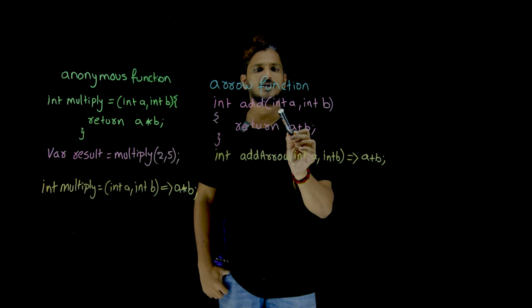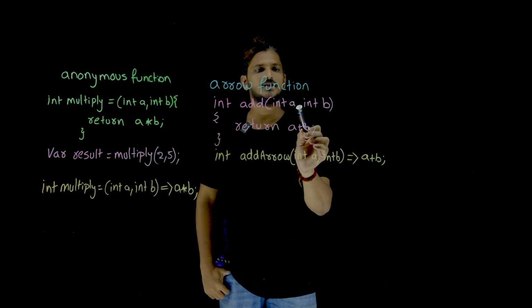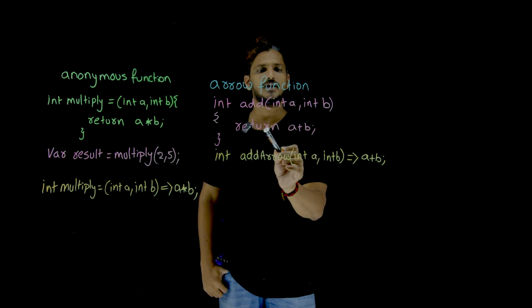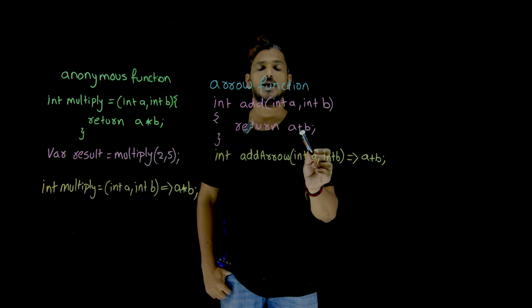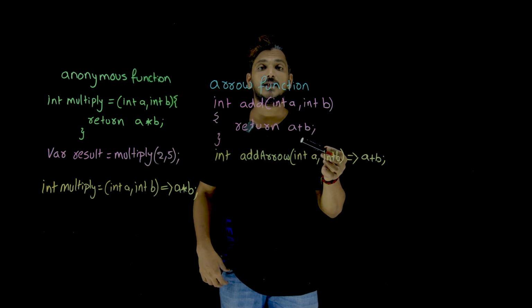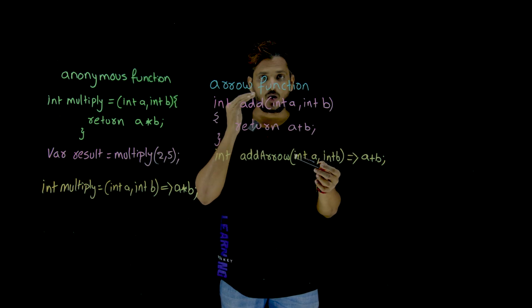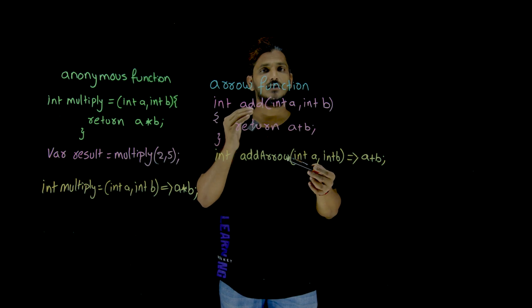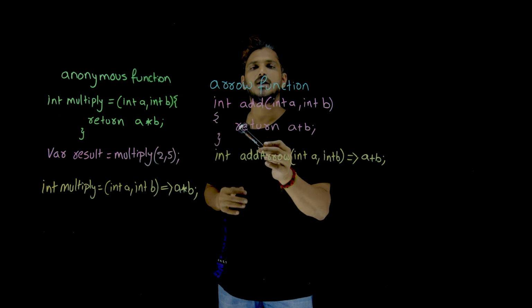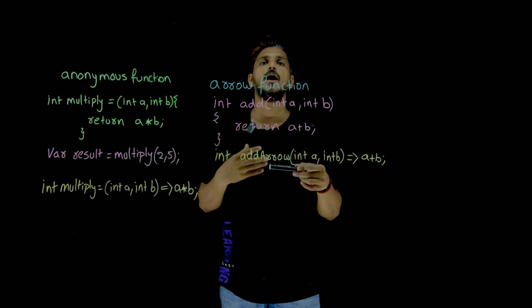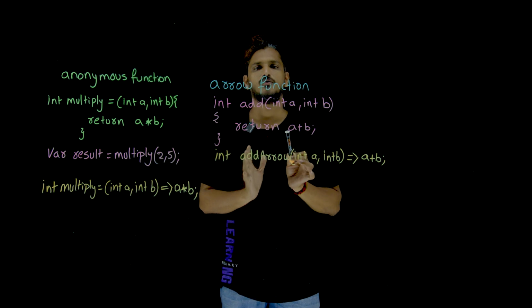Int add is a function. It has two parameters, int a and int b, and it is returning the statement a plus b. If your function contains a single expression, meaning one line, then instead of writing all this, you can directly write it using an arrow function. That is what an arrow function means.